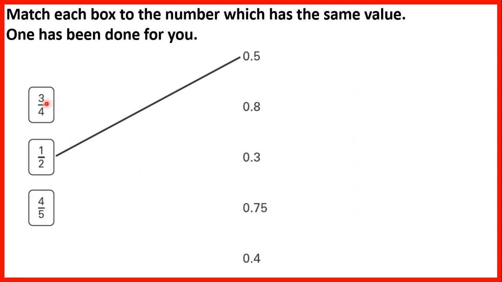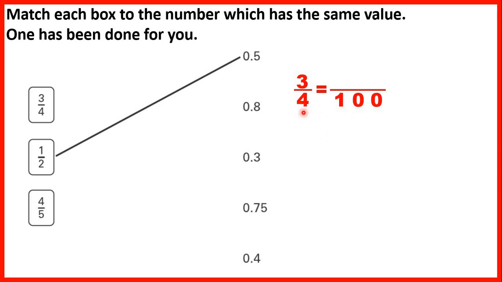So to match fractions and decimals, what we need to do is find equivalent fractions which have a denominator of 10 or 100, because tenths and hundredths are our decimal place values. So first we have 3/4. Now we can't change 3/4 into tenths because 10 is not in the 4 times table. 10 is not a multiple of 4.